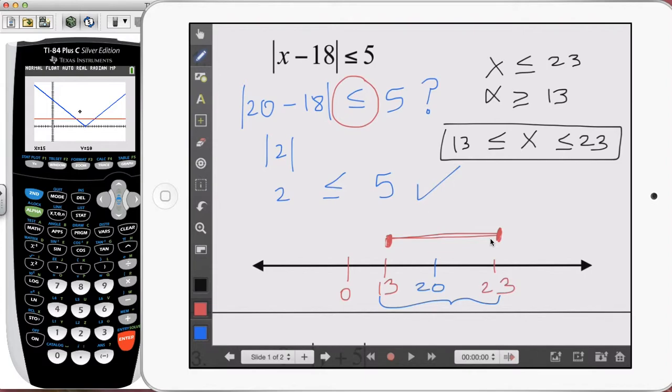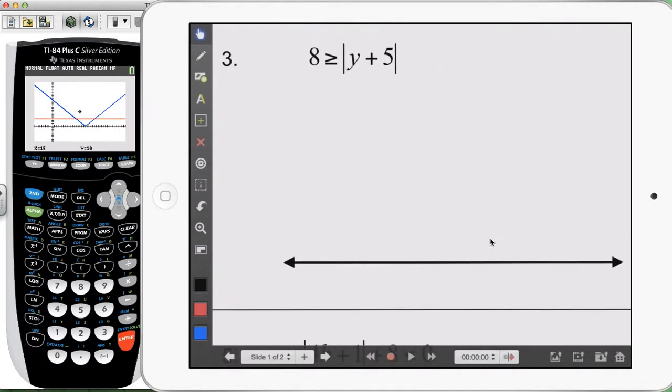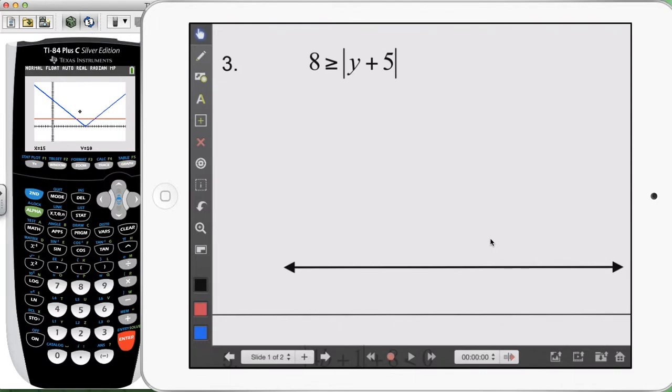Now let's move on to another example, which is number 3, which is very similar to what we just did. So I want you to pause the video and try this on your own and play the video again to see if you got it right. Now I hope you tried on your own. I'm going to do this now in front of you.